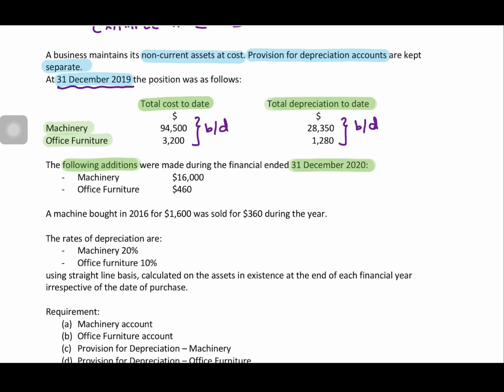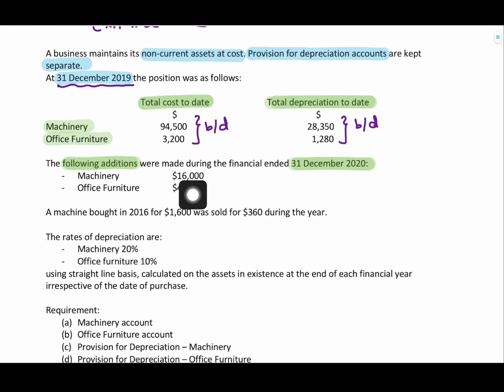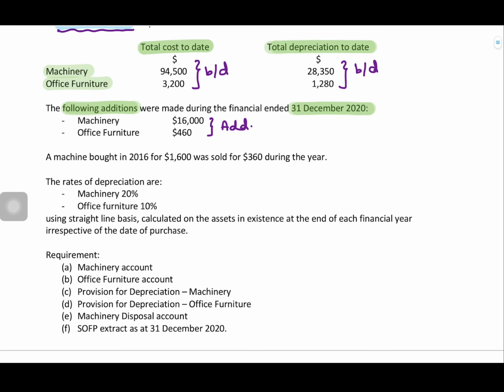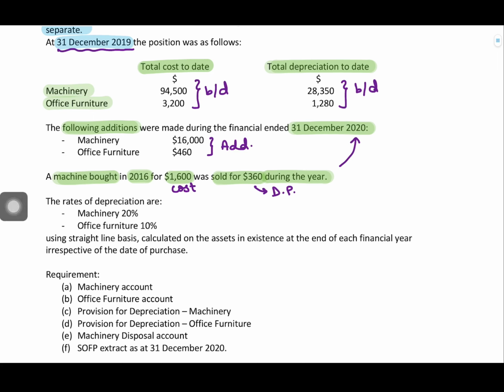Then we are told that there are following additions which were made in the current year, 31st of December 2020. We have purchased machinery costing 16,000 and office furniture costing 460. So these are the additions. We know that the additions are shown on the debit side of the non-current asset account. Then we are also told that a machinery bought in 2016 for $1,600 was sold for 360 during the year 2020. The cost of this machine was 1600 and 360 is the disposal proceeds. So in the current year we are purchasing machinery as well as selling machinery.